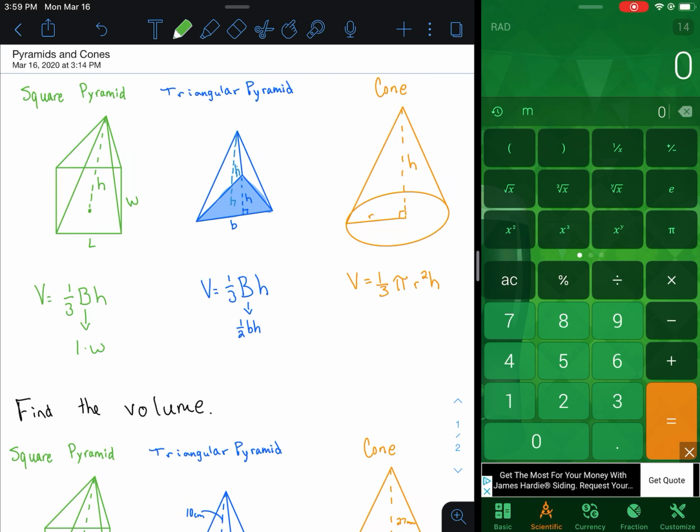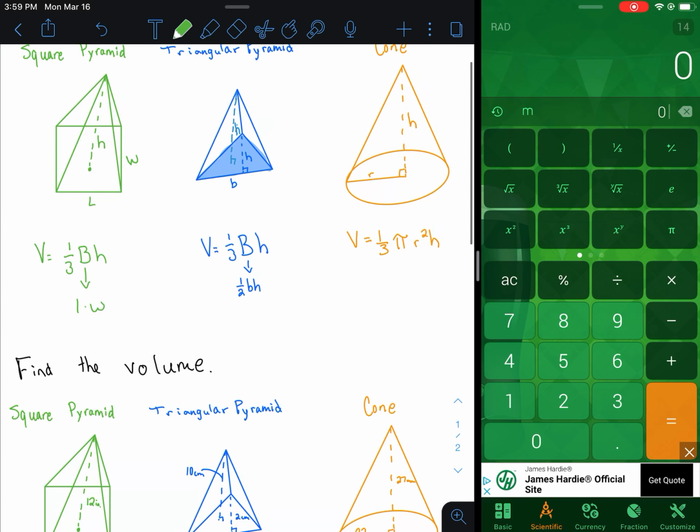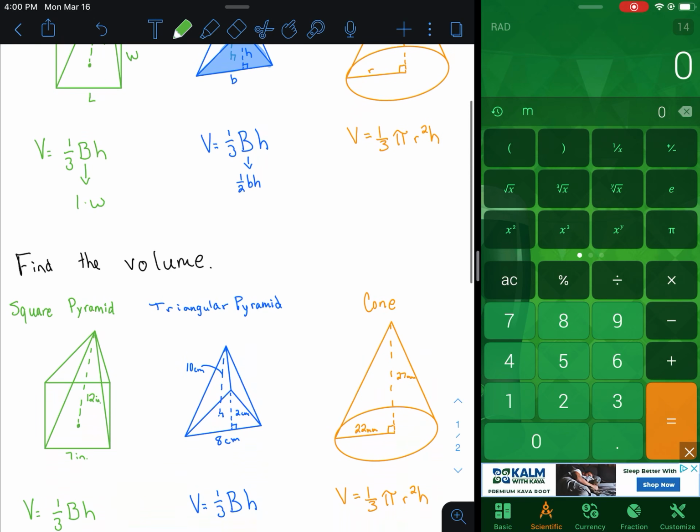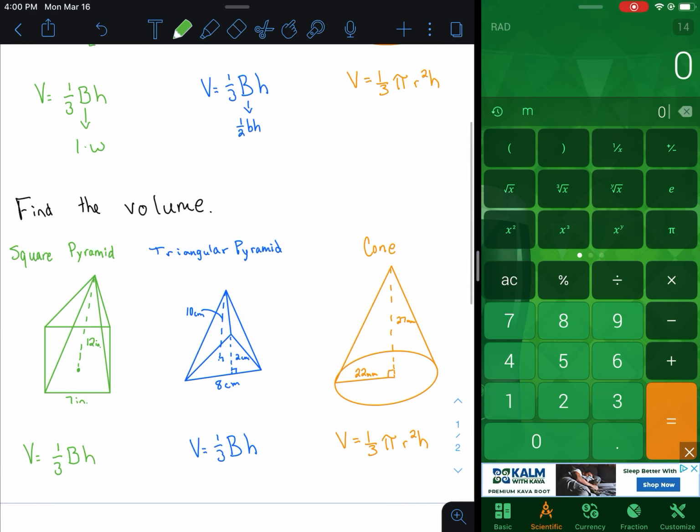Remember that when we're using pi, we want to use the actual pi button or 3.1415926, and then multiplied by the height. Also, remember when you're working with a cone that the radius is squared, so we have to do that first. Now, with all 3 of these, pyramid and cone, we have to multiply by 1/3. Do not simply put 0.33 or 0.333 in your calculator. What 1/3 means is really divide by 3 at the end.